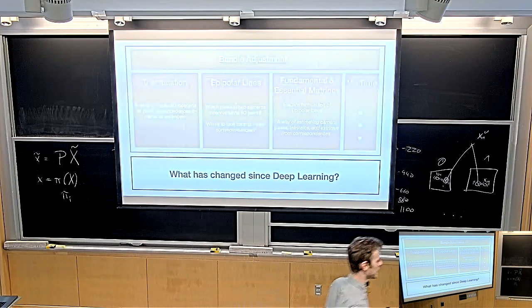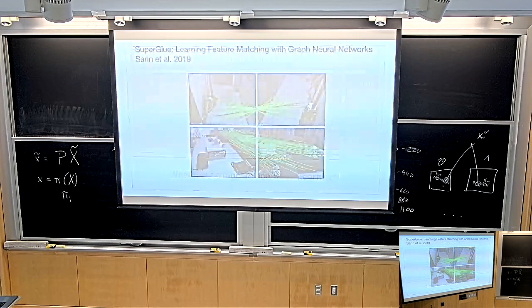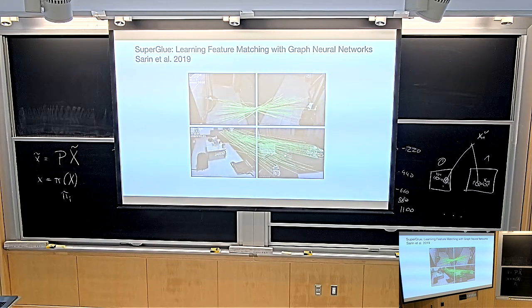Okay, anyways, what has changed since deep learning? Long story short, the only thing that I know that has made its way into mainstream structure from motion and SLAM that comes from deep learning is a paper called SuperGLUE, which is very recent. SuperGLUE proposes a way of learning these descriptors, which we didn't talk about too much. What they basically do is they train a neural network, in an involved way, to tell you which points are likely going to be good correspondences, or good descriptors that you can look for correspondences for.